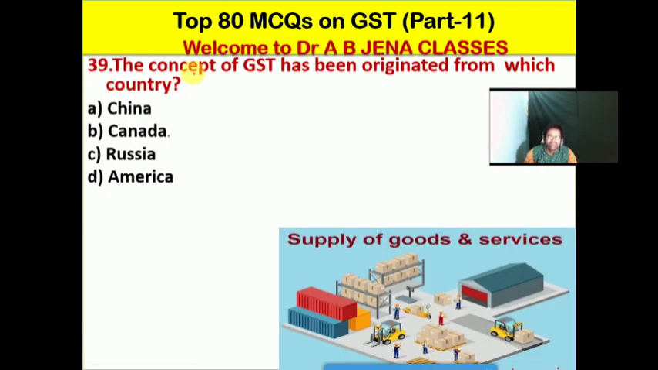So next one, the concept of GST has been originated from which country? A, China; B, Canada; C, Russia; D, America. Friends, so B is the right option for this MCQ. The concept of GST has been originated from Canada.